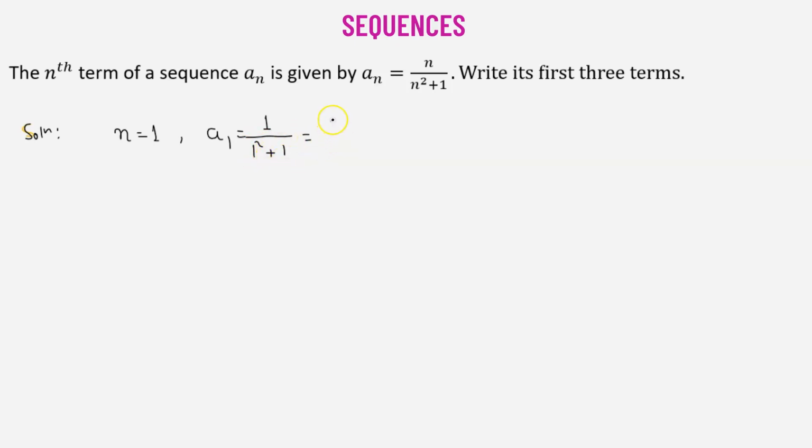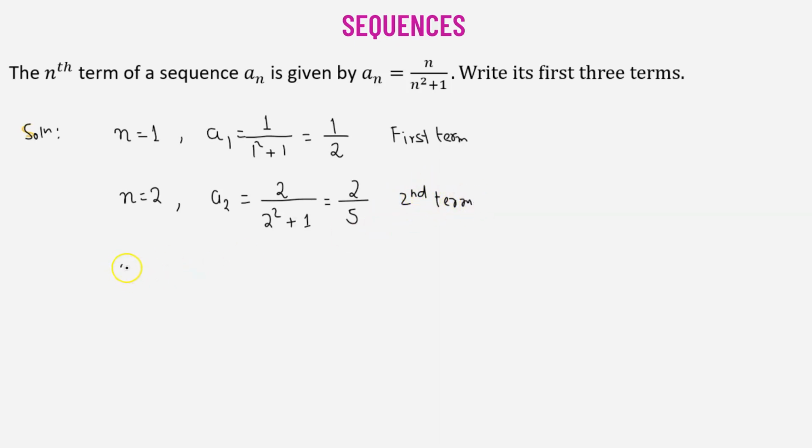So this will be simply equal to 1 over 2. This is going to be the first term of the sequence. Then we'll find the second term. For that, we substitute the value of n with 2. We get a2 equal to 2 divided by 2 squared plus 1, which is 2 divided by 4 plus 1, which is 5. So 2 over 5 is the second term.